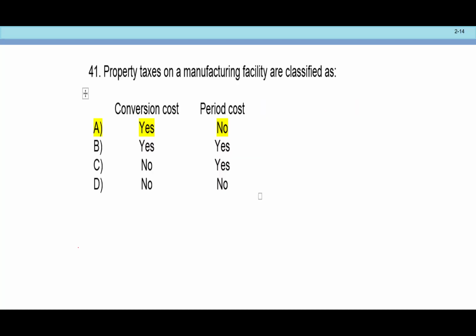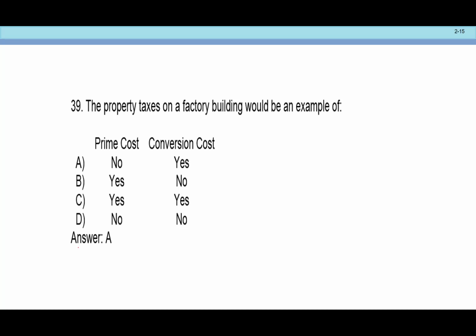Hang on, a couple more questions, and we'll go. Property taxes on a manufacturing facility are classified as now. Property taxes we know are part of our overhead, our indirect costs, right? So it's not a period cost. It is a conversion cost, right? Okay, good. The property taxes on a factory building would be an example of it is not a prime cost because it is part of my manufacturing overhead. It is a conversion cost. Isn't that annoying? Who cares? I don't care.